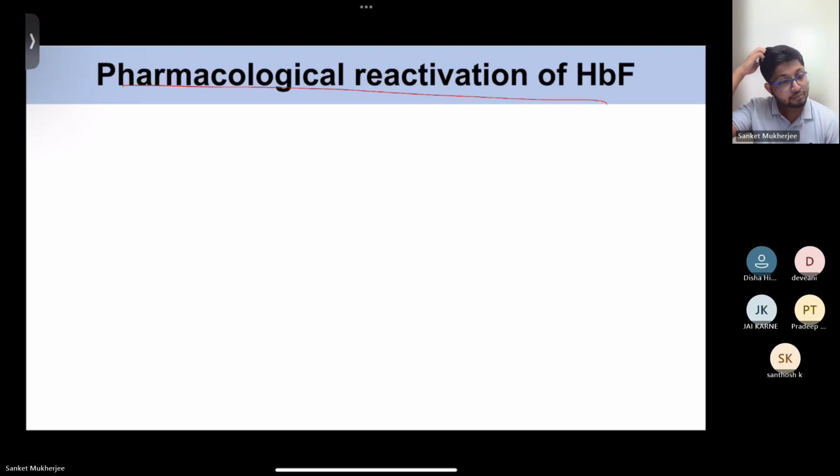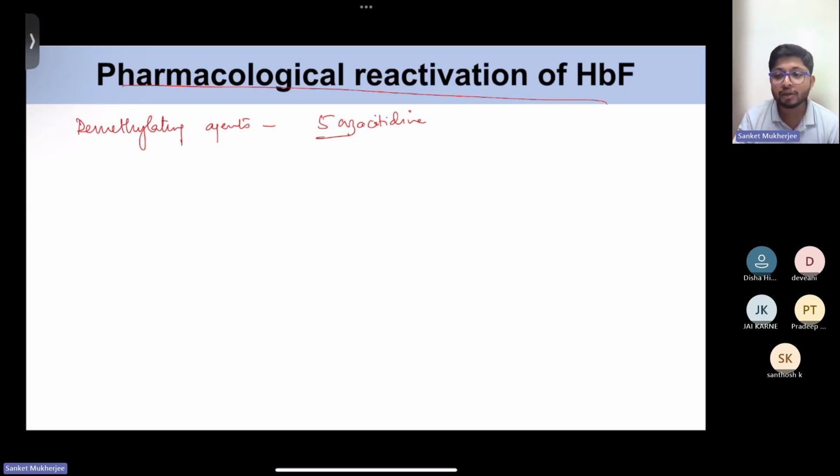Now, for this, there are demethylating agents like 5-azacitidine. It's a demethylating agent which reactivates gamma globin genes, if you remember G gamma and A gamma. So they reactivate these genes and that causes proper production of fetal hemoglobin. It compensates for the lack of adult hemoglobin.